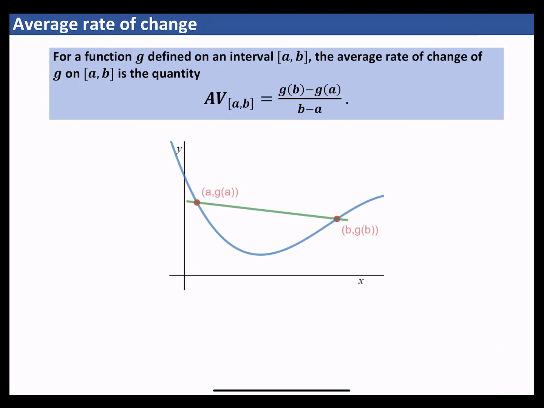So quick review: for a function g defined on an interval from a to b, the average rate of change of g on the interval a to b is the quantity g of b minus g of a over b minus a. And we've seen that the average rate of change represents the slope of the line between (a, g of a) and (b, g of b).